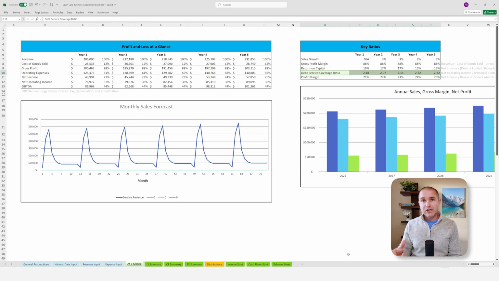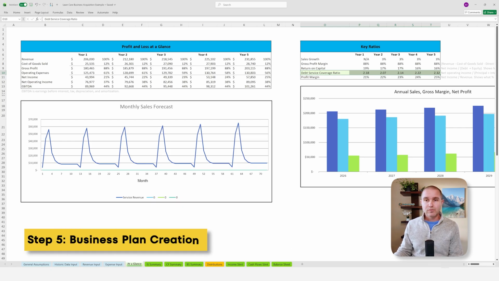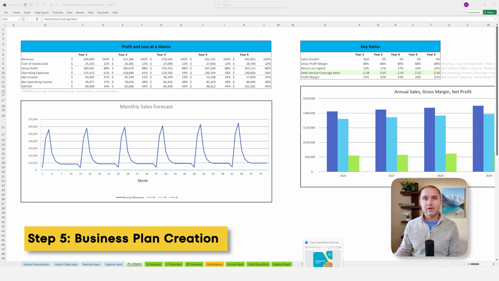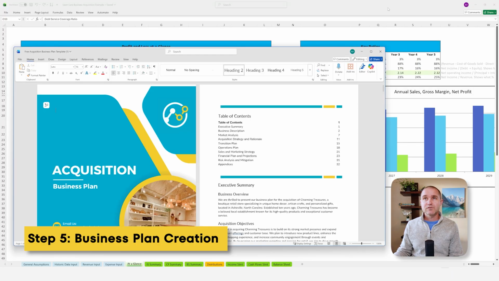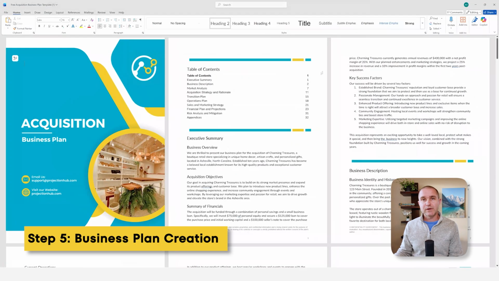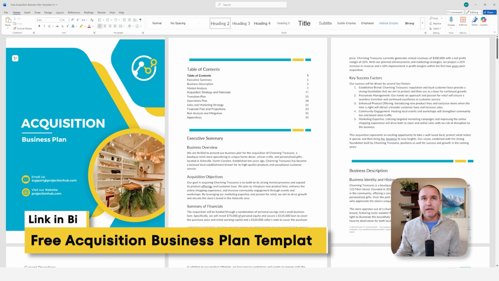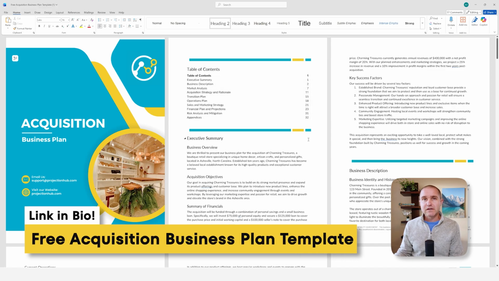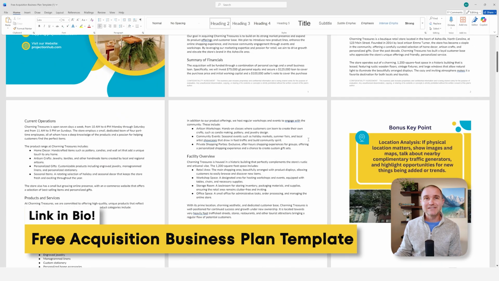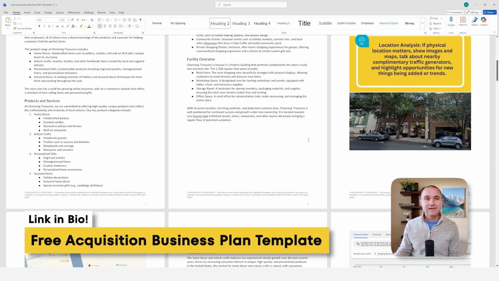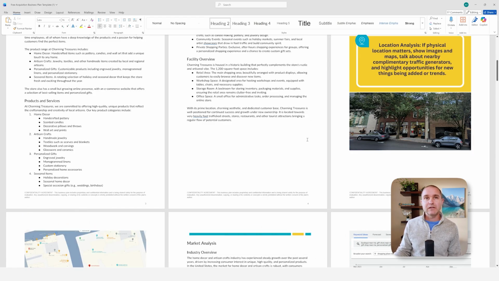So we have the projections put together, and now we needed to put together a business plan. We'll pull up an example here of our acquisition business plan. This is our acquisition business plan template. Again, this is free. We'll put a link in the description of the video below so you can use this and play around with it. What you'll notice is there's a lot here, and you don't need to write a 30-page business plan. You could probably do something in 10 pages or less.